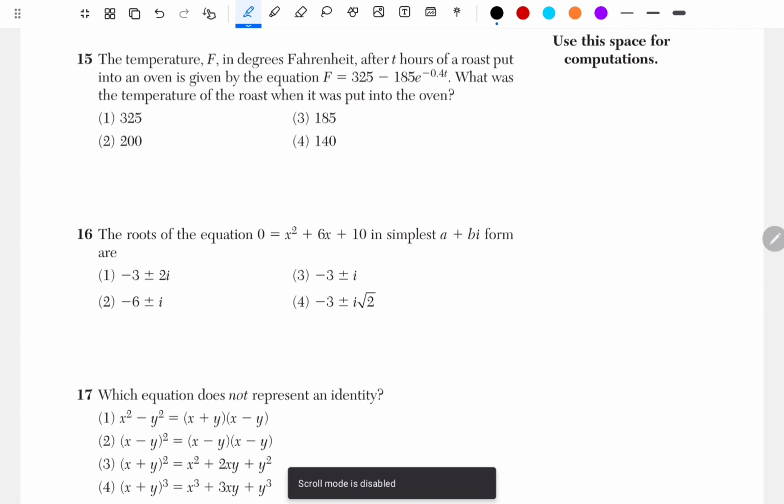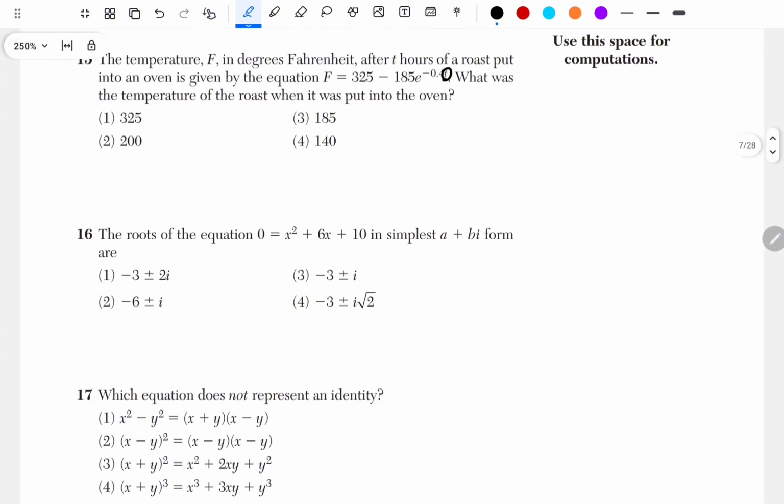Now we're on question number 15. Question number 15 says, the temperature F in degrees Fahrenheit after t hours of a roast put into an oven is given by the function F equals 325 minus 185 e to the negative 0.4t. What was the temperature of the roast when it was put into the oven? In order to solve this question, we're going to do this by hand. But first, what is the temperature when it's put in the oven?